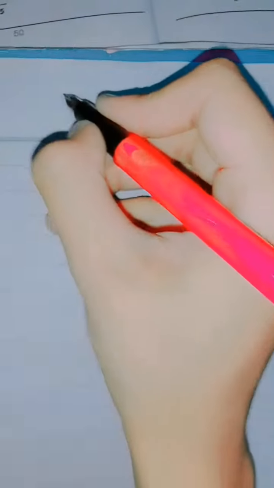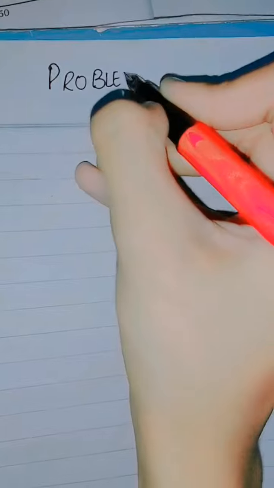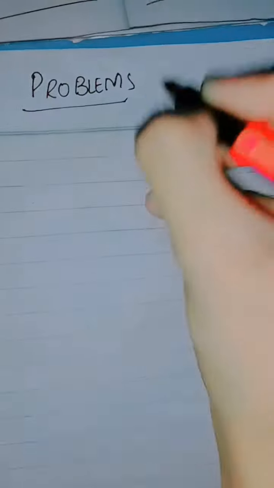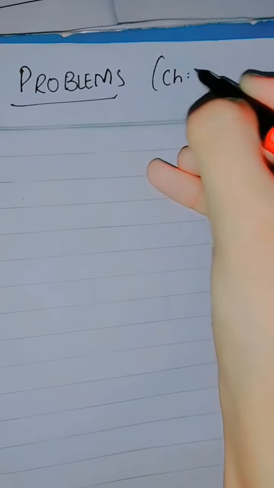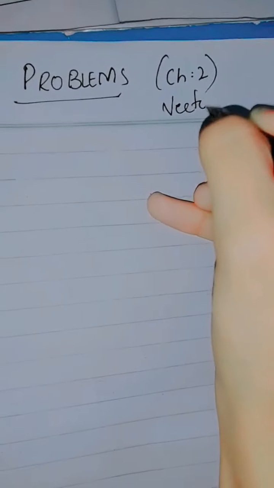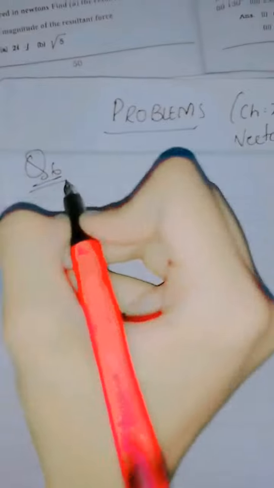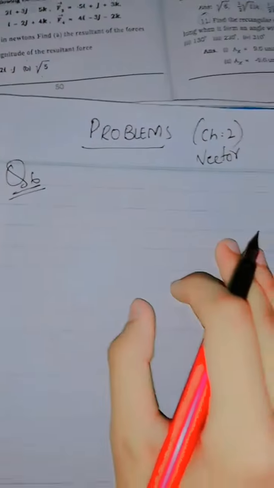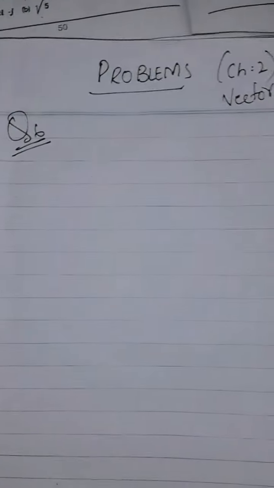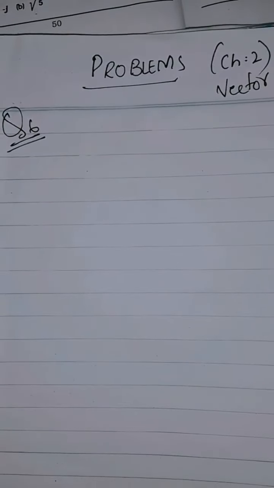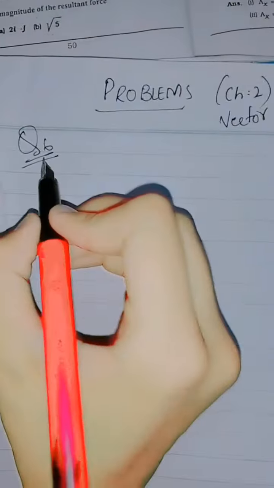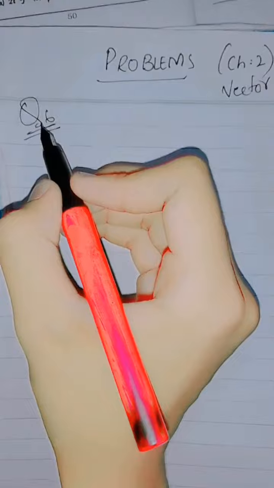Today we are going to start the problems of chapter number 2, vectors. So starting with question number 6, because 1 to 5 is just easy. They're just asking what a vector is and simple questions. So starting with question number 6, which is important.